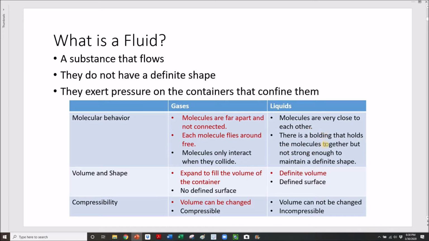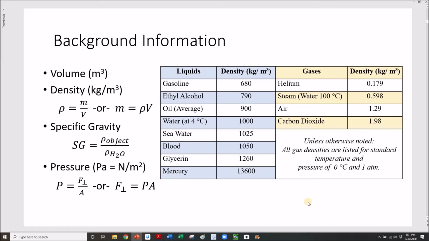Liquids are very different. They're heavier, they're bonded together, so they stick together, and they have a definite volume, and they have a top surface when they're in a glass or something, or in a lake. So they're different than gases. So we're talking today just about the unified properties of both gases and liquids, the properties of fluids. Background information, things that you need to make sure that you know.